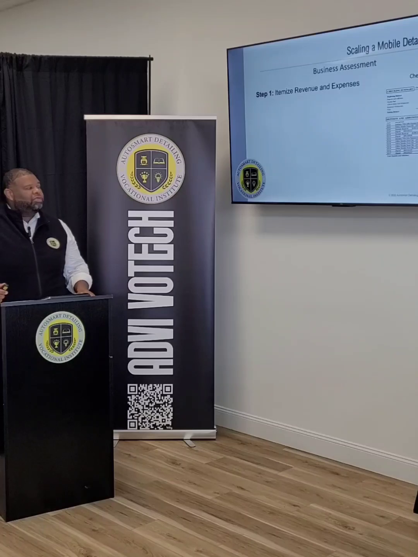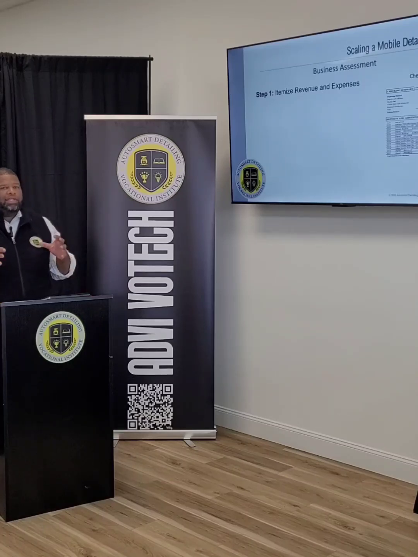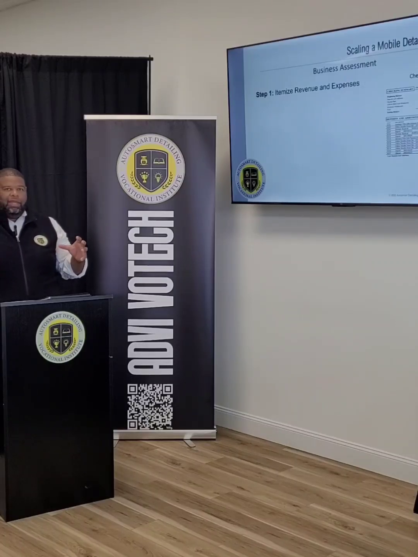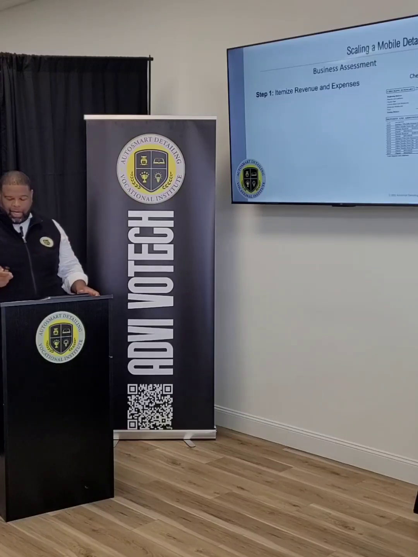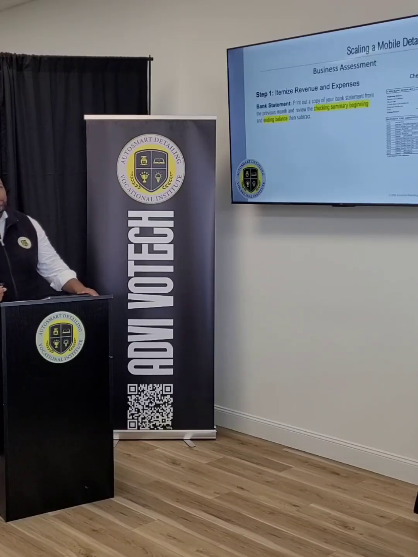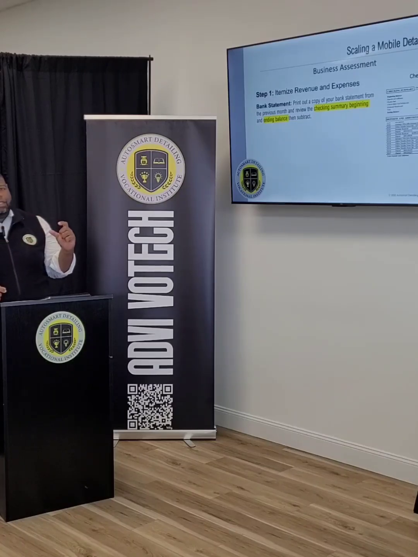Itemize revenue and expenses. Now, the way that you go about itemizing your revenue and expenses is looking at what is your monthly income, what is your monthly expenses. The way that I go about doing that is simple. I print out my bank statement and I look at the beginning balance and the ending balance, and I subtract those two. I subtract the beginning balance from the ending balance.